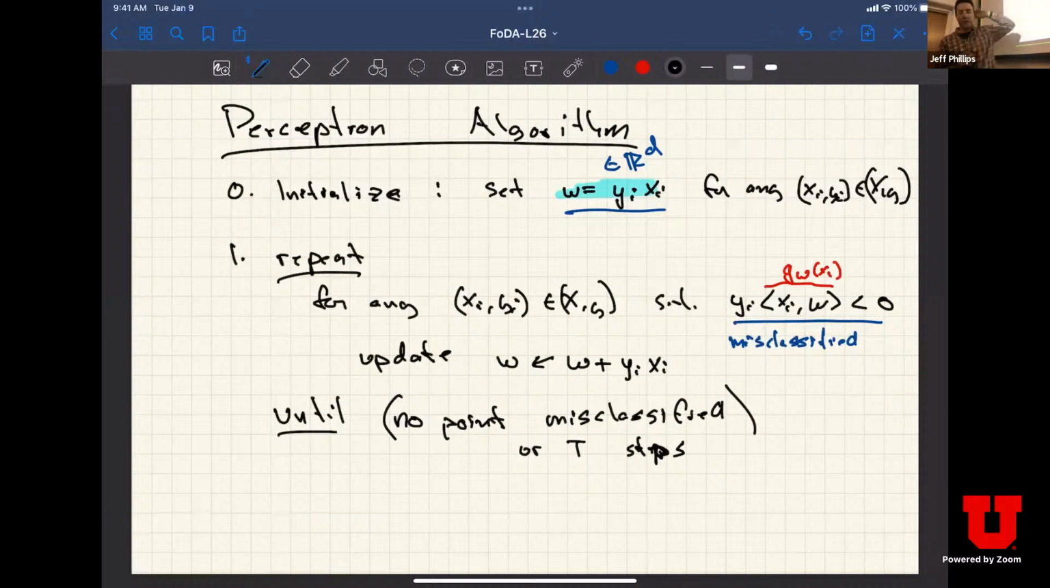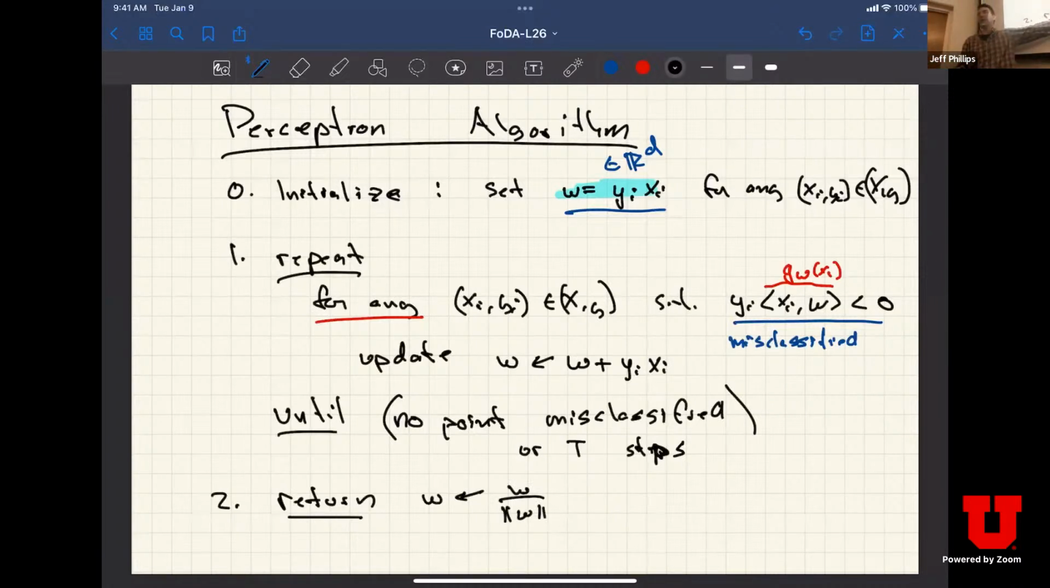So there's a question online about this, about "any" point. You could choose any misclassified point. In principle, I want to write one more step of the algorithm. You would return W gets W divided by the norm of W. This makes it a unit vector at the end. You build up a longer vector, and our analysis will use the fact that the vector gets longer and longer, but then you often want a unit vector.